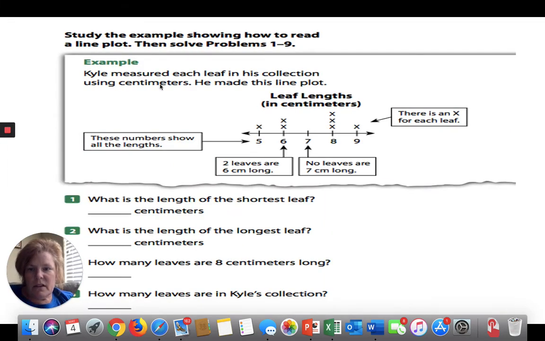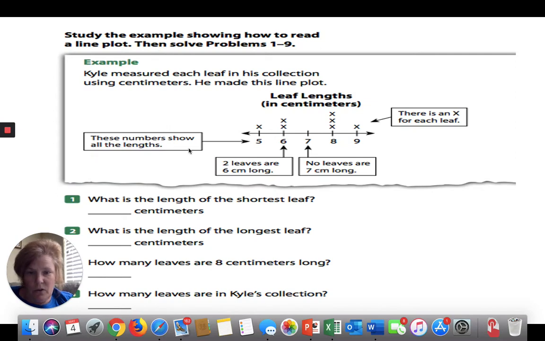Okay, so we're going to keep going. This is an example, and I like to go over the examples, and I may do 1 or 2 to model to show you what to do, and you guys get to finish these, okay? Kyle measured each leaf in his collection using centimeters. He made this line plot. So here is his line plot right here, like the number line, but he has 5, 6, 7, 8, 9 here. Each X is a leaf.